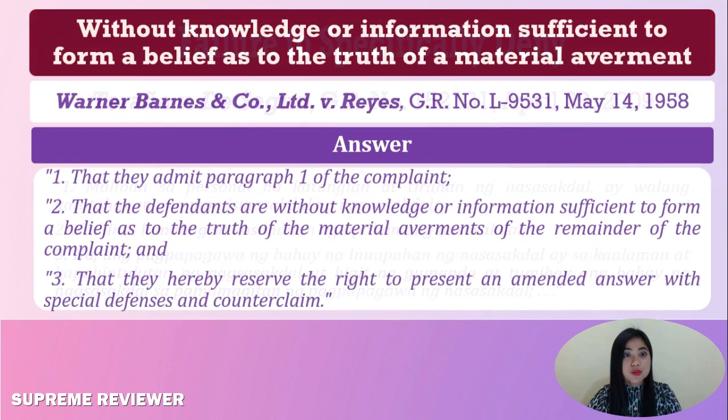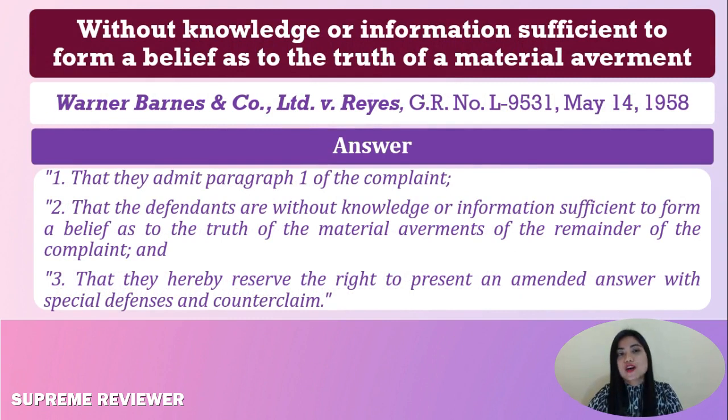Let's talk about the third mode of specific denial: without knowledge or information sufficient to form a belief as to the truth of a material averment. Section 7 of Rule 9 of the Rules of Court, in allowing the defendant to controvert material averments not within his knowledge or information, provides that where the defendant is without knowledge or information sufficient to form a belief as to the truth of a material averment, he shall so state, and this shall have the effect of a denial. This form of denial was explained by the Supreme Court.